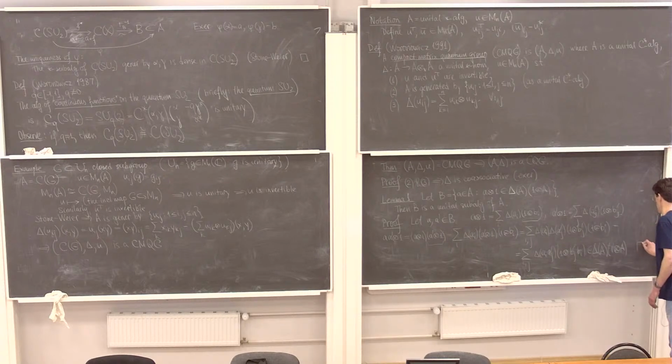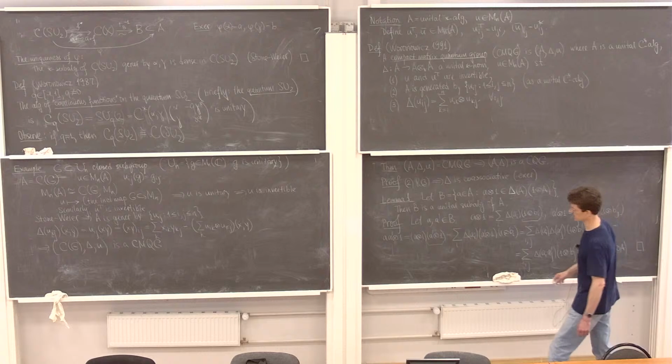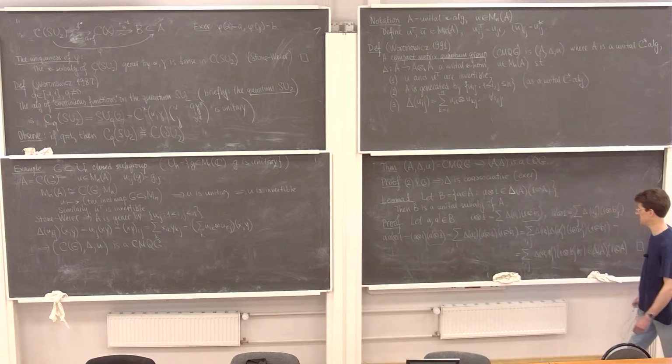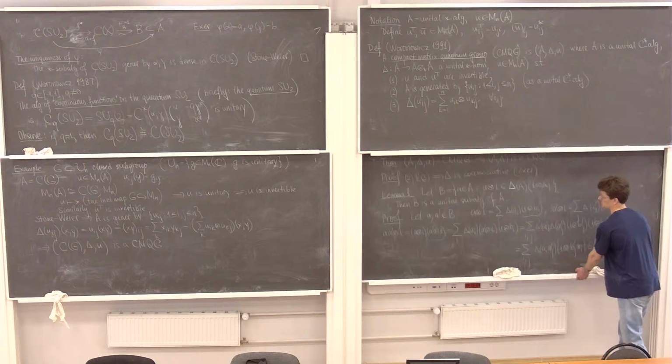And that's it. So this shows that the product A prime belongs to B. So B is a unital subalgebra.